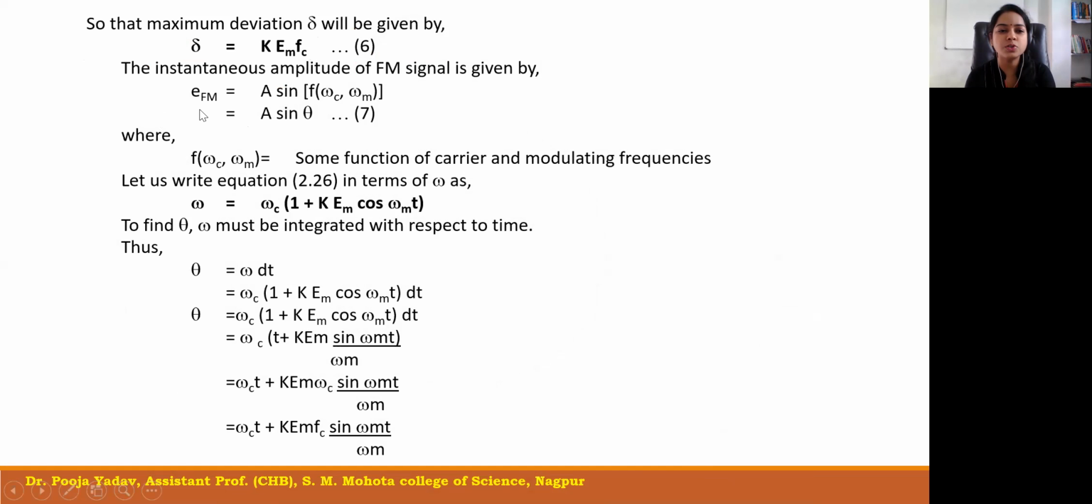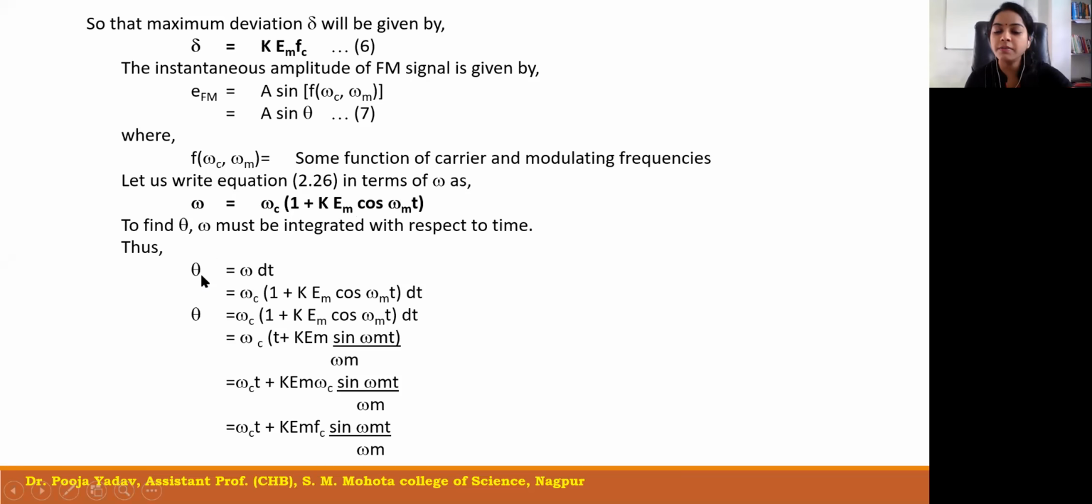So this can also be written as instantaneous amplitude. How can we write this? Frequency modulated signal का instantaneous amplitude है ये. देखो इसको हमने कैसे लिखा: A of sine F omega C comma omega M. So this can be written as A of sine theta. Okay, now we have to derive what is theta. This term, you put the constant value of this and you derive the value of theta.